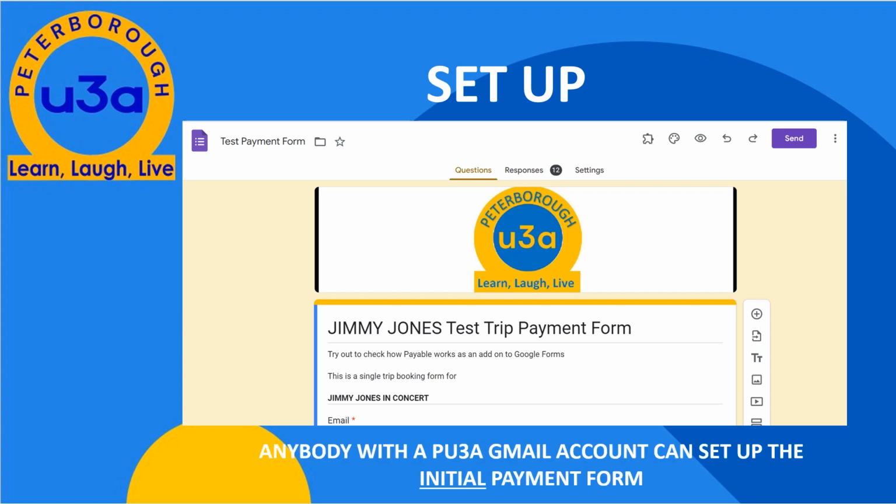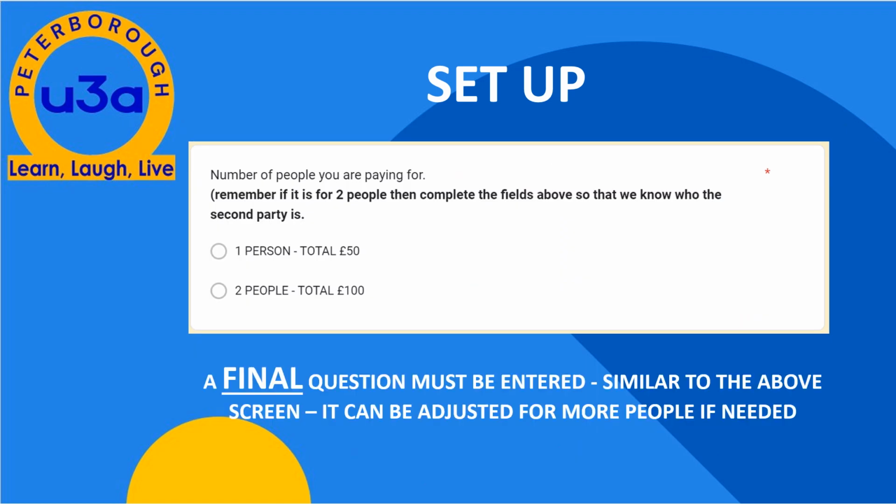The base setup of the Google form can be carried out by anyone with an @PU3A email account. The form can have any questions required, such as names and member numbers. However, a requirement for making it a payable form is that the final question is set up with radio buttons, as options for the various payment amounts to be taken from the user's credit or debit card.